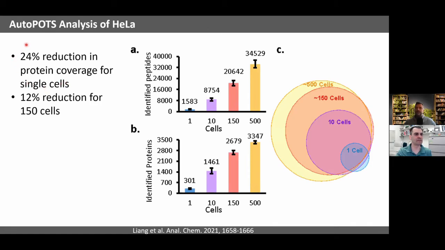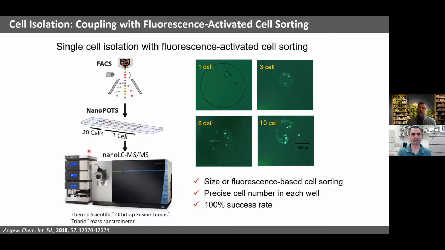As I mentioned, it's not quite as good in terms of ultimate sensitivity as nanopots. We see about a 24% reduction in protein coverage at the single cell level. But then as we go to a little bit larger samples, say 150 cells, that reduction in coverage narrows down to about 12%. So we'll often, for maximum sensitivity, still do nanopots, but for these mesoscale samples, tens or hundreds of cells, the convenience of autopots becomes preferable.